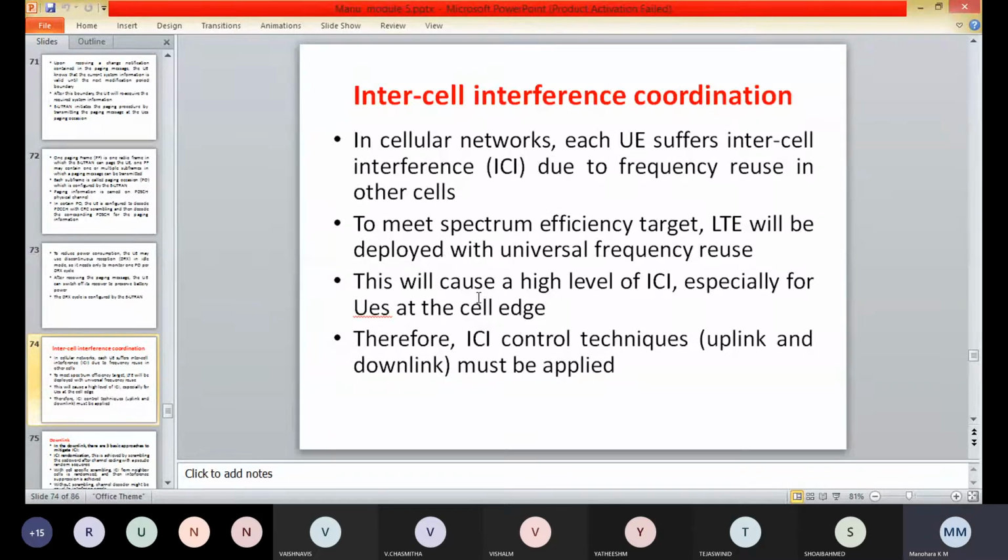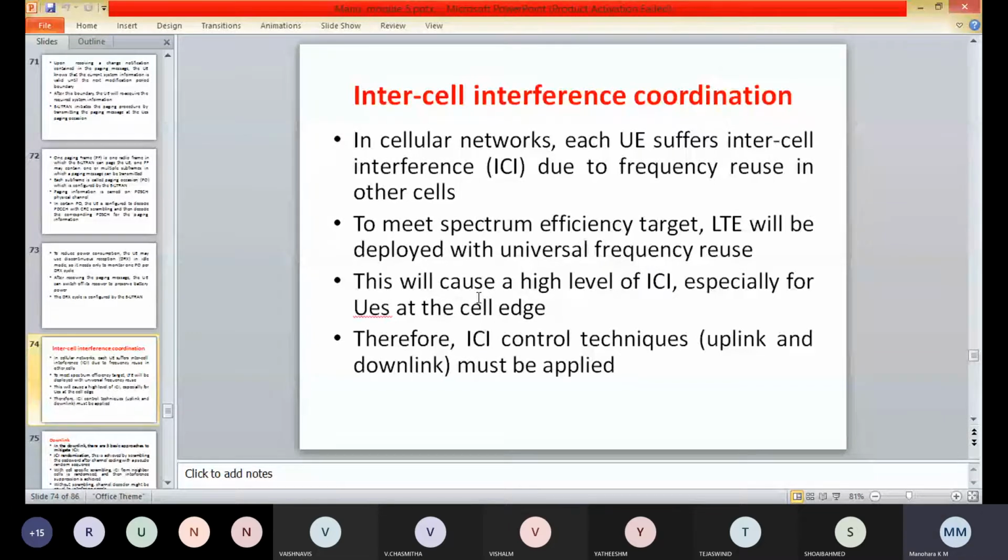This will cause a high level of intercell interference, especially for the user equipments at the cell edge. Meanwhile, LTE also has a mandate to increase the cell edge throughput. Therefore ICI control techniques must be applied.